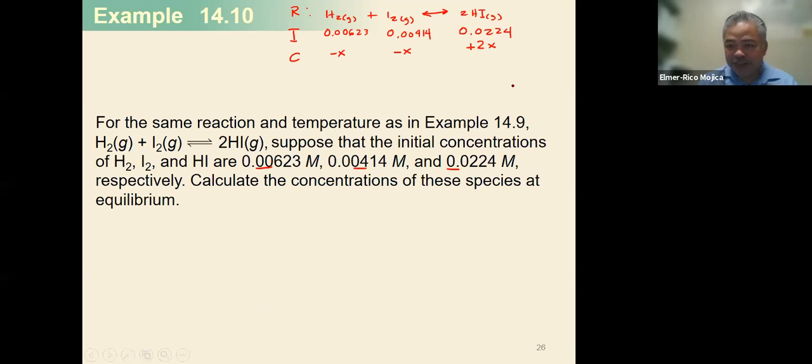Question on that? Question why I put a minus x here and a plus 2x here? This is minus x because I have only one coefficient for each of the reactants. This is minus because it's a reactant. This is plus because it's a product. So if you're going to look at the equilibrium, all you need to do is bring down everything: 0.00623 minus x, 0.00414 minus x, and 0.0224 plus 2x.